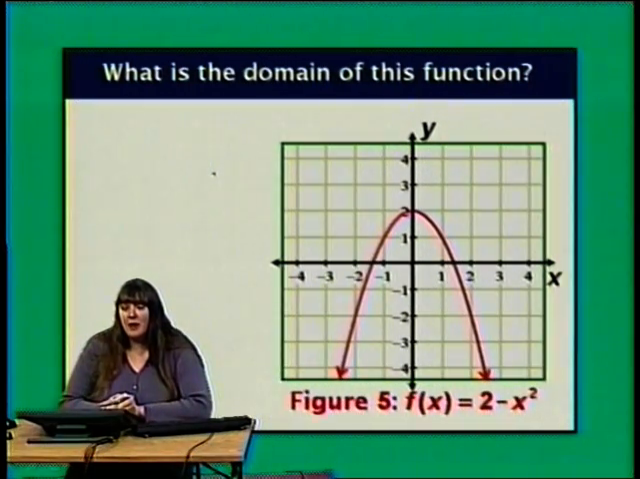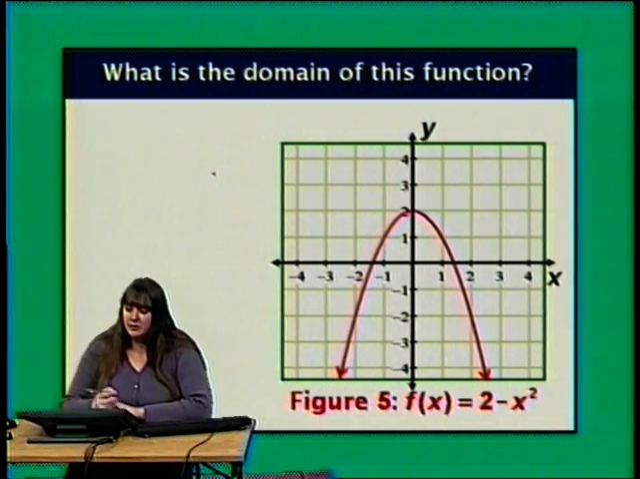Let's look at another parabola. Now I have the downwards opening parabola with formula f of x equals 2 minus x squared. What's the domain of this function? Well, again, the arrows to the left and the right tell me that I'm going to pick up all of the negative x coordinates, all of the positive x coordinates, and my vertex is right on x equals 0 again. So my domain is all real numbers.